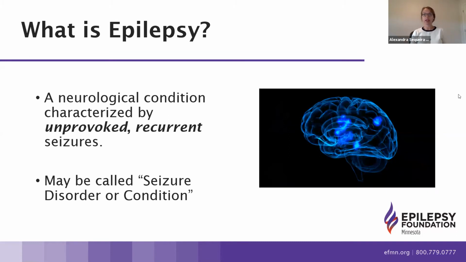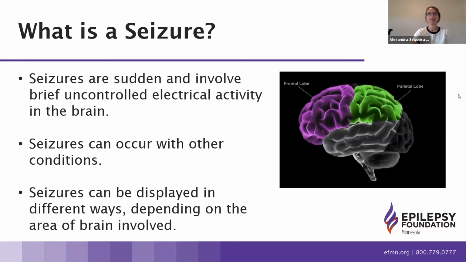And then the other thing here is recurrent. So again, this isn't necessarily an isolated lifetime event. There is a tendency with epilepsy to have recurrent seizures. So it may be called seizure disorder or condition as well. And here, okay, that's fine. So what is a seizure?